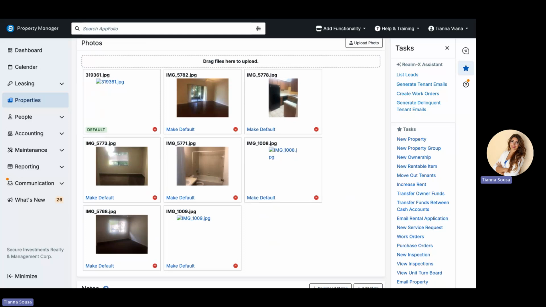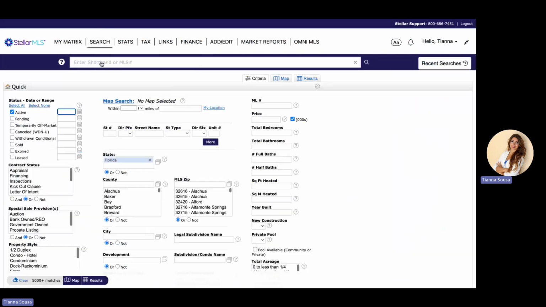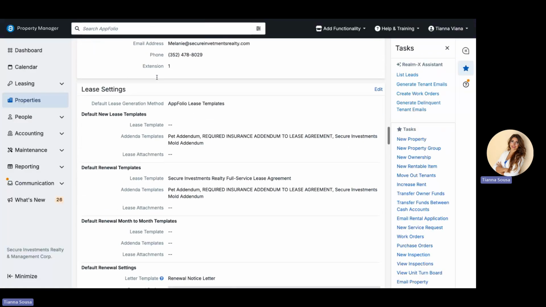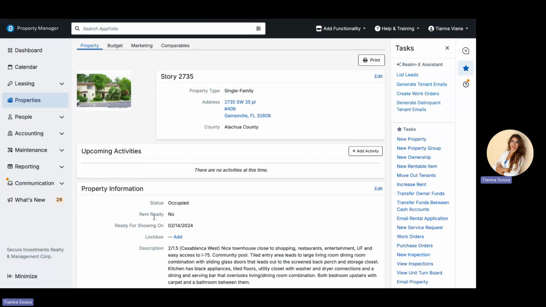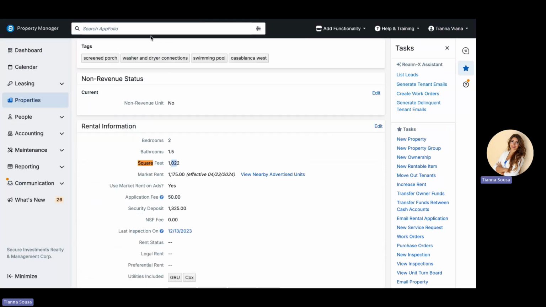So, to do a comparative market analysis, this is what we do when we have a property that's going to be listed for sale. What I'm going to do is look at properties on MLS. This property I know is located in Casablanca, and I know it's two bedrooms, so Casablanca West. There's also another community nearby called Casablanca East. So I like to look at both. They're pretty similar. I also look at the square footage, which is 1022.